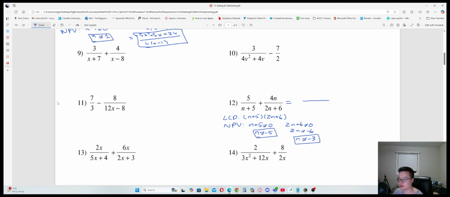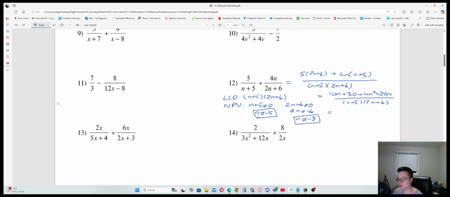Next, I'm going to put all these two rational expressions in one big rational expression, which is n plus 5 and 2n plus 6 in the denominator. And the first one, I will have 5 times 2n plus 6, and plus I have 4n times n plus 5. Then I start to expand it out so I can solve the answer. So I have 10n plus 30, and then plus 4n squared plus 20n over n plus 5 times 2n plus 6.